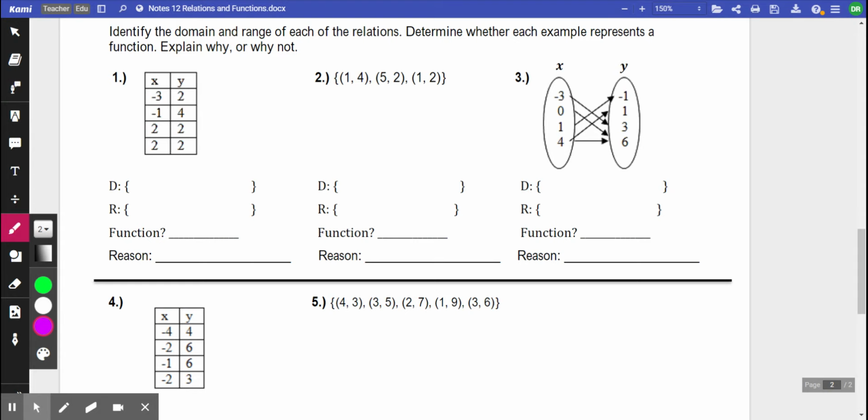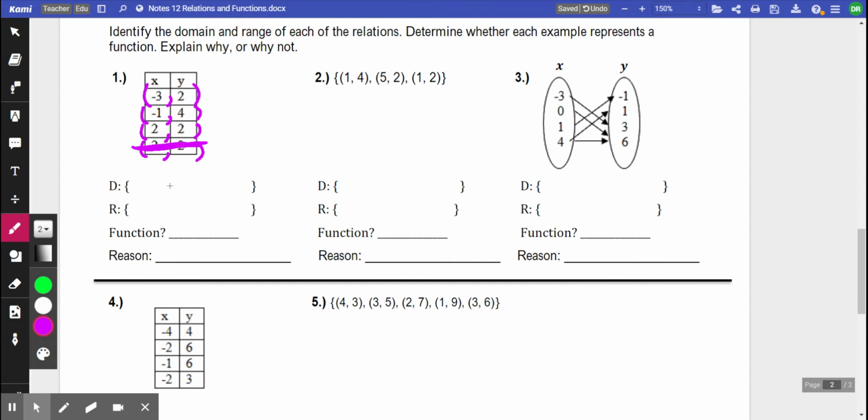All right, so now let's do some examples. Identify the domain and range of each of the relations, determine whether each example represents a function, and explain why or why not. So our first one is represented to us as a table. So remember, the way that the table works is your ordered pairs are just formed by your rows. So your first column represents your x values, your second column represents your y values, and each row represents your ordered pairs. So we have the ordered pair negative 3, 2, negative 1, 4, 2, 2, and 2, 2. This is actually the same ordered pair, so we don't need to list it twice.